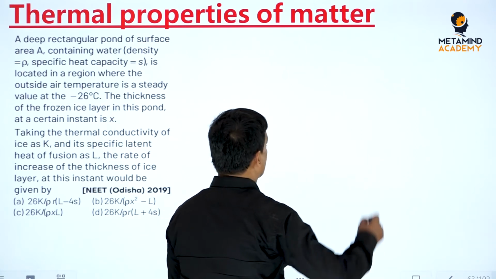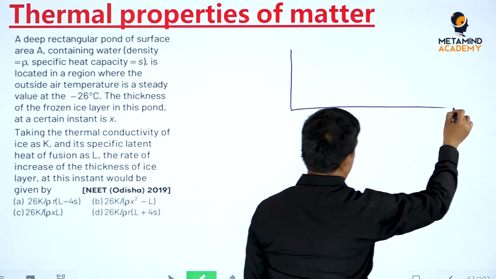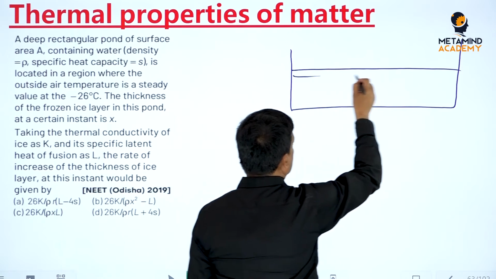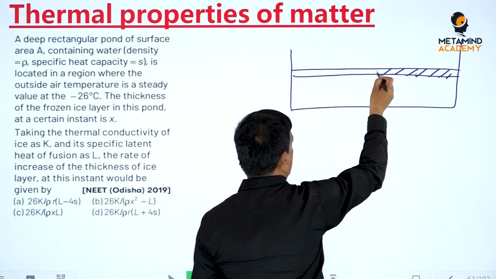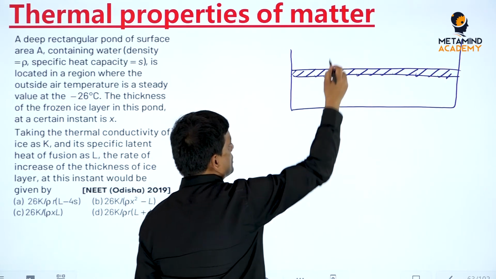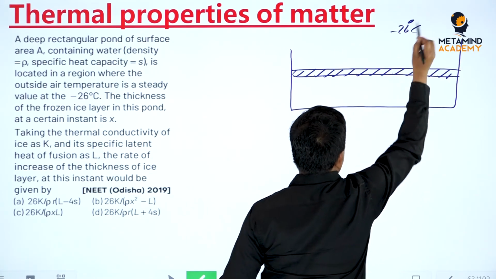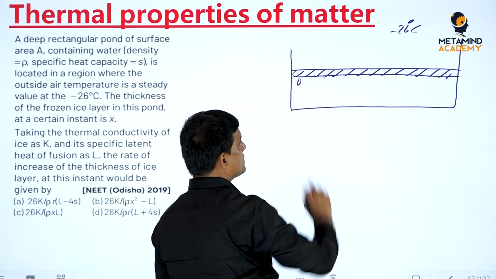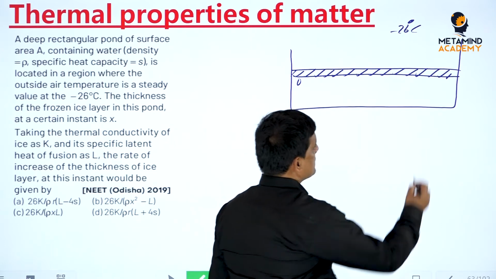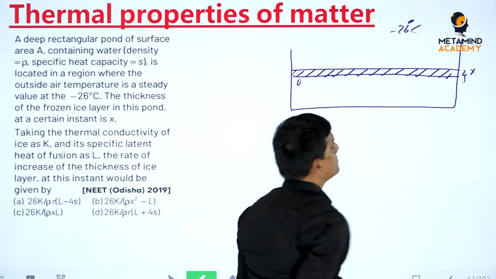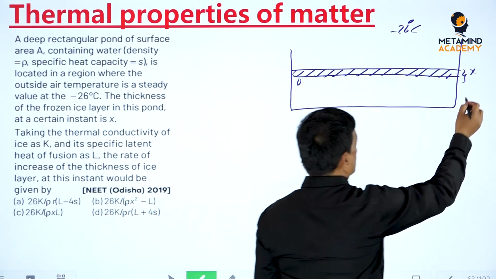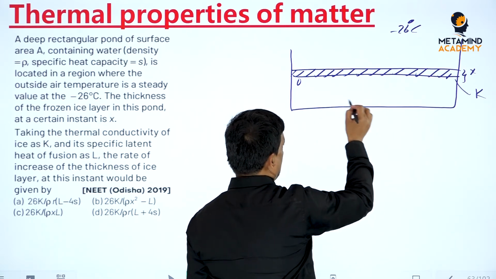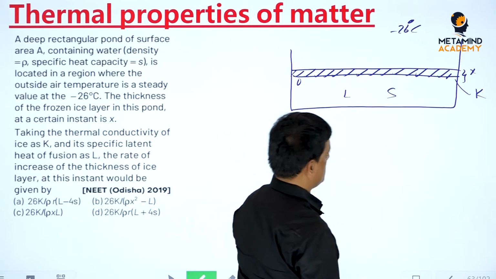So, let us do the decoding of the question first. So, this is a pond, a big pond. Okay. Pond has got water and this ice formed. Why is this ice formed? Because you have got an ambient temperature of minus 26 degrees centigrade. This is the problem, right? And this is water, which is at 0 degrees centigrade. So, ice is forming. And this ice has got a thickness of x, okay, and it has got a thermal conductivity of K, okay. The water has got a latent heat L and a specific heat capacity S.